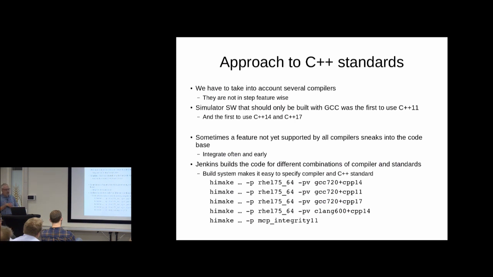So our pragmatic approach is that we allow different code to use different C++ standards. Our simulator software that only runs on Linux using GCC was the first to use C++11. It was the first to use C++14, and they are now on C++17. But sometimes a feature not supported by all compilers sneaks into the code base.